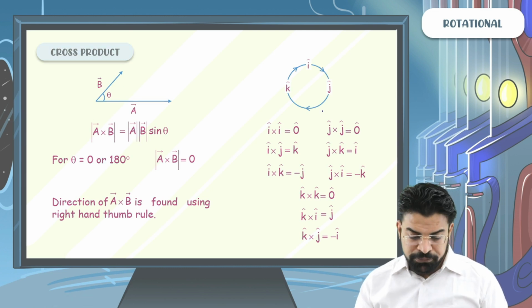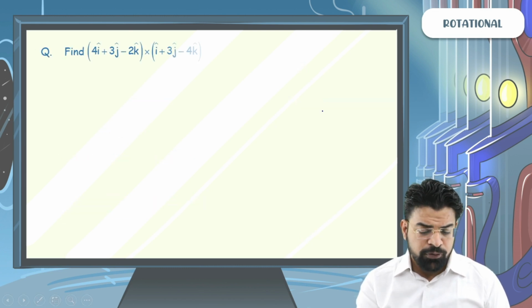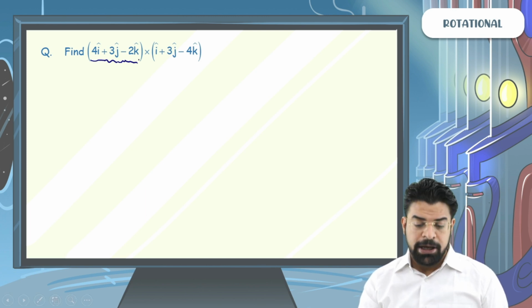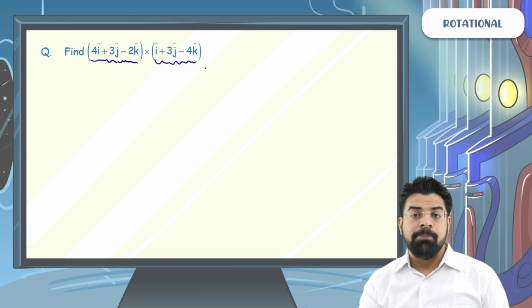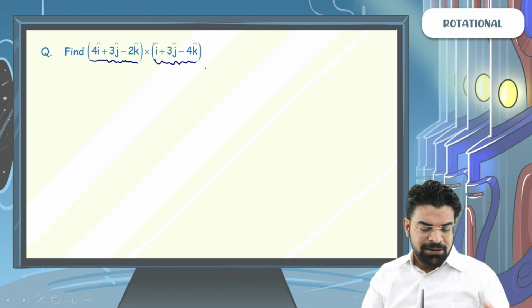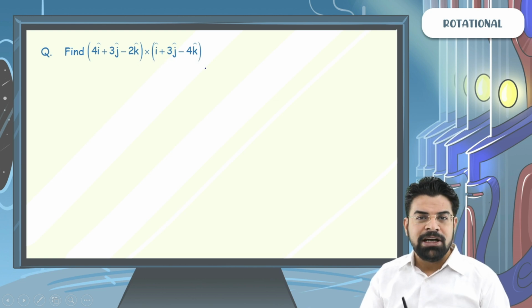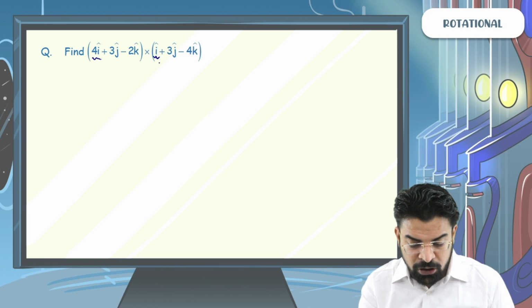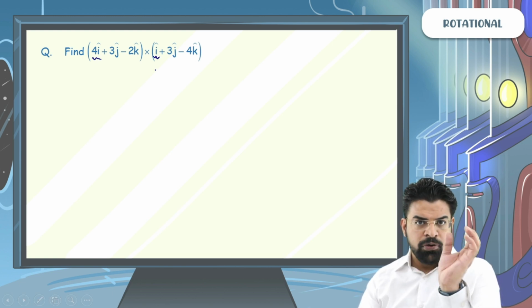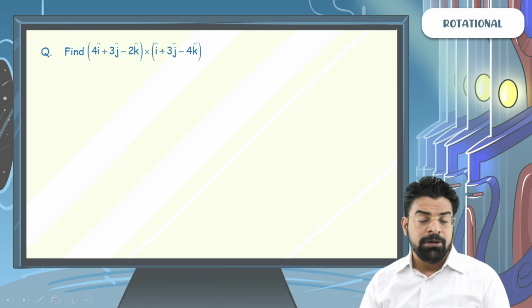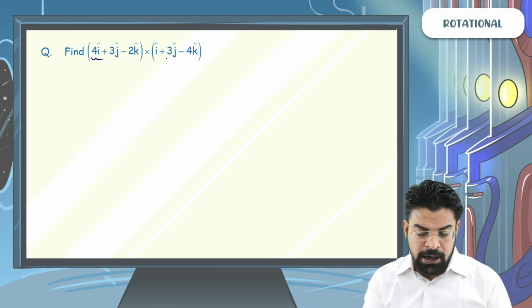Okay, moving on. A question for practice. There are two vectors, 4i cap plus 3j cap minus 2k cap and i cap plus 3j cap minus 4k cap, and we need to find their cross product. What to do? Sir, the same thing we used to do in childhood. Multiply them term by term. So take the 4 outside. The first term is 4i cross i. Similarly, the second term will be 4i cross 3j.